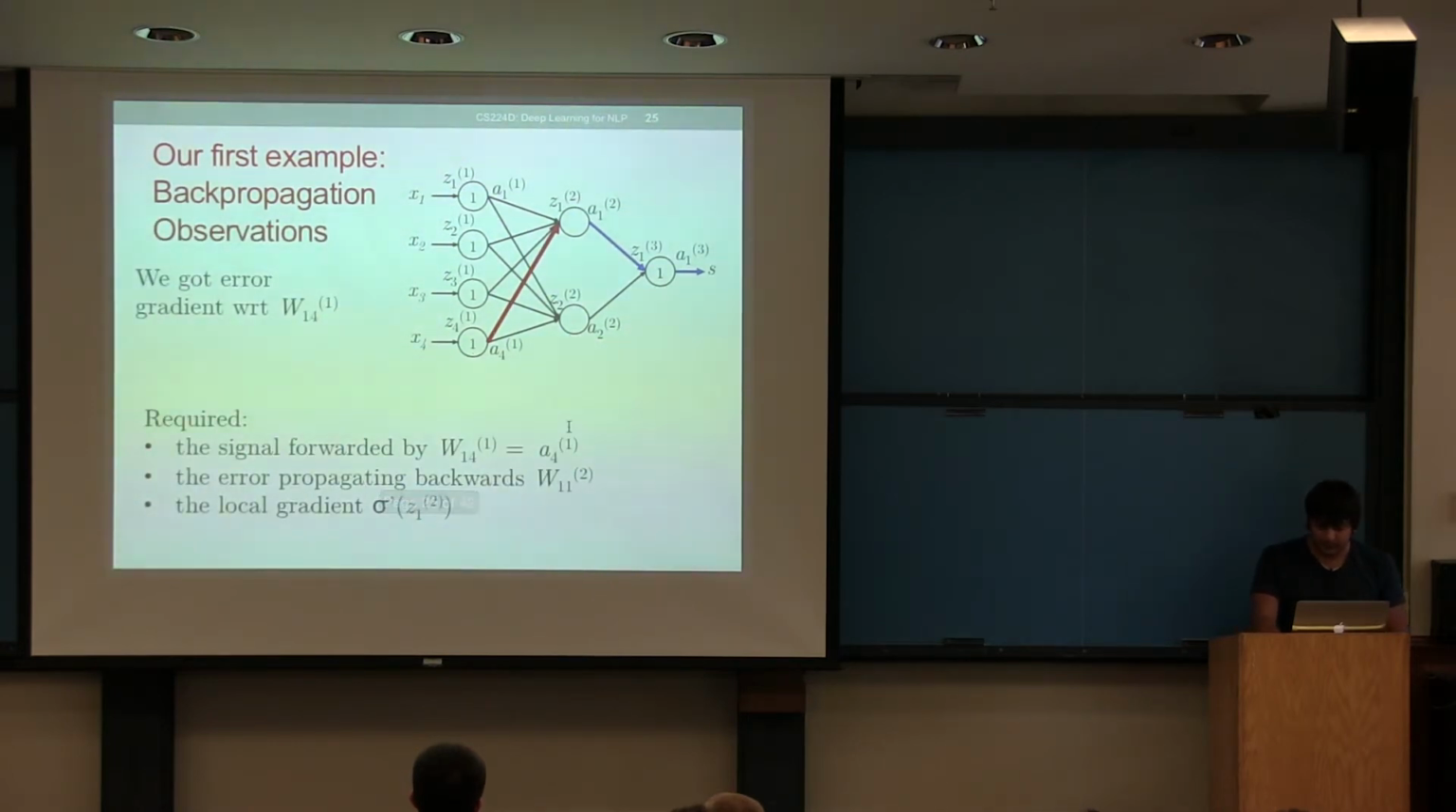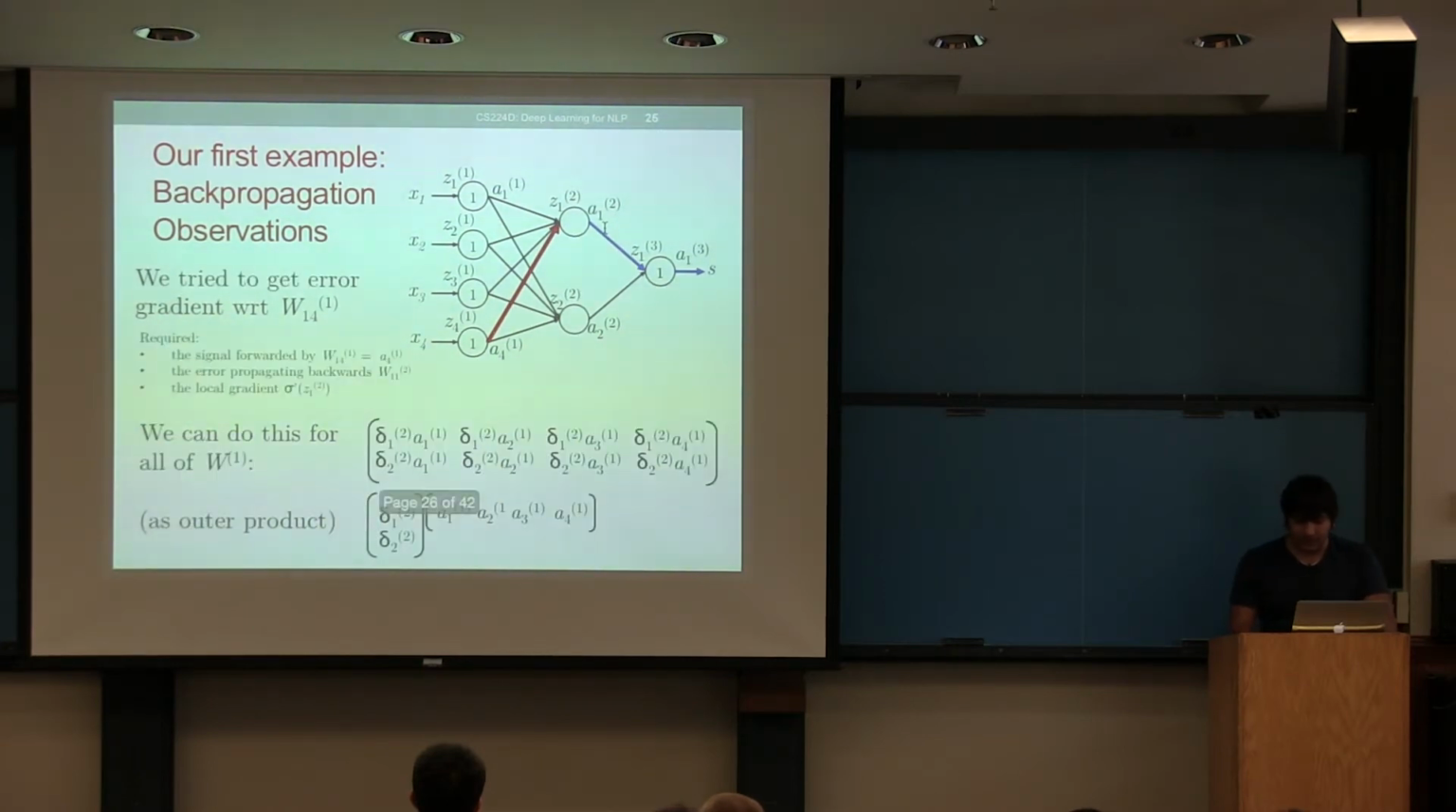So yeah, this is exactly what I just told you. In order to calculate this value, we basically needed the signal that was forwarded by W14 superscript 1, the error that was propagating backwards, which is W11 superscript 2, and the local gradient over here. You take a product of these 3 elements and you should be able to get the derivative.